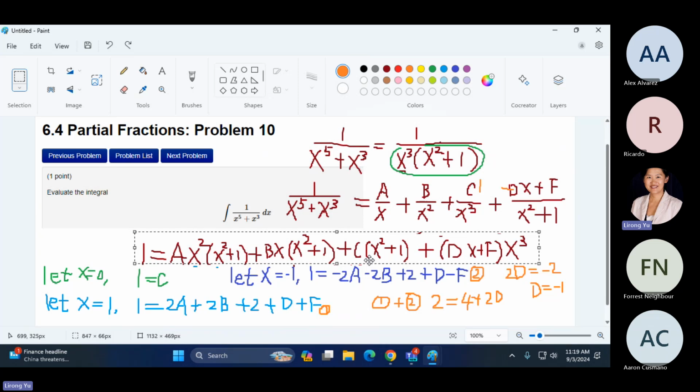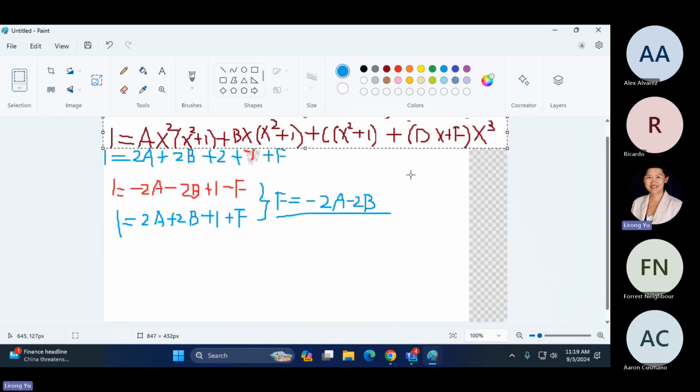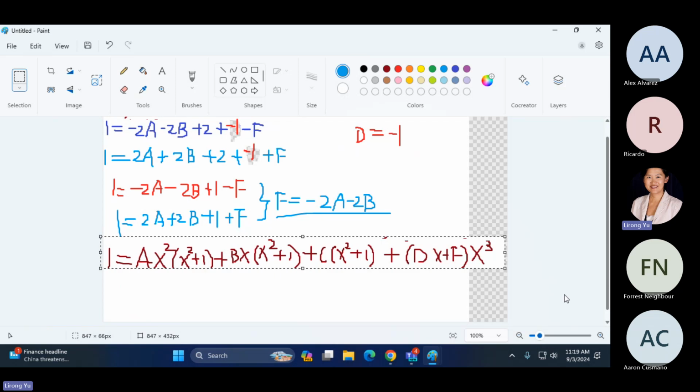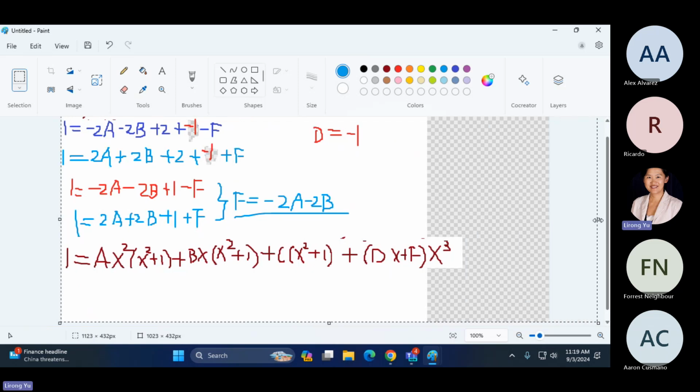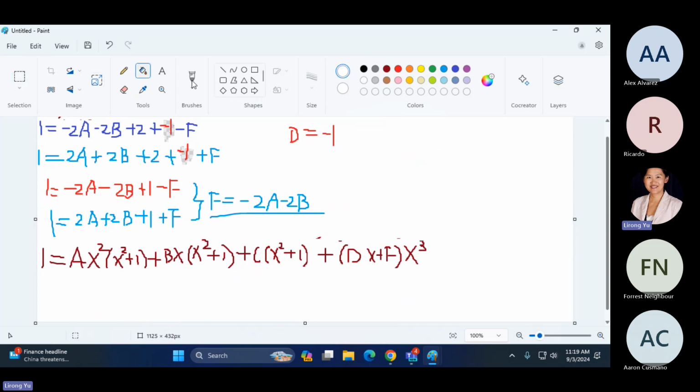I tried special values for x. It looks like a lengthy process. After finding B and A, maybe I should try more. Always try to look for a shortcut to lower the number of scenarios we have to try. If you want to try further, you can make x equal to 2, x equal to -2, to try more in order to solve A, B, and F.